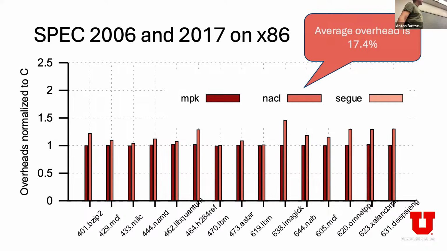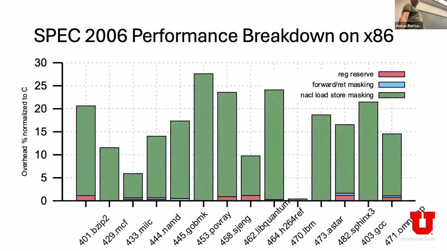And this third one is SAG, which I don't want to talk about. It's a segment-based solution, so it's reasonably fast. But again, the thing I was showing you last time is the majority of the SFI overhead. So here we have three overheads.